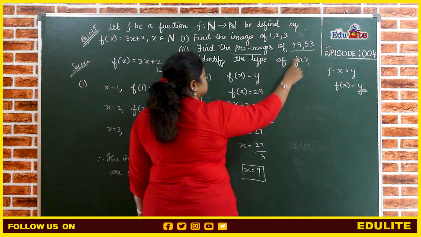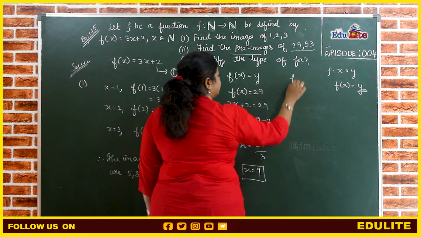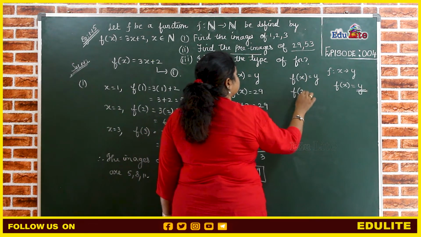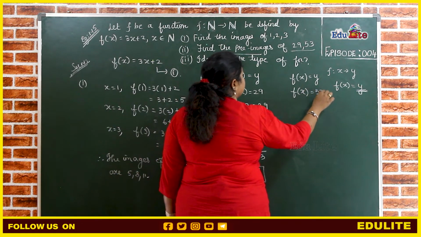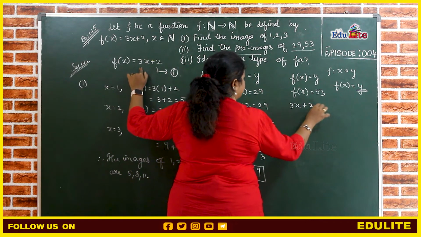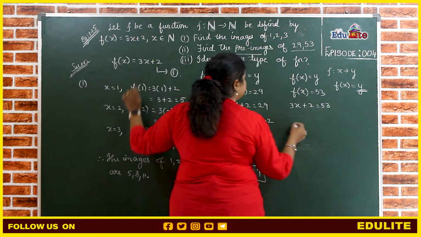Next, we are asked to find the pre-image of 53. Let us consider the same. F of x is equal to y, which means the y value is given as 53. The f of x value is also given, which is 3x plus 2 equal to 53.